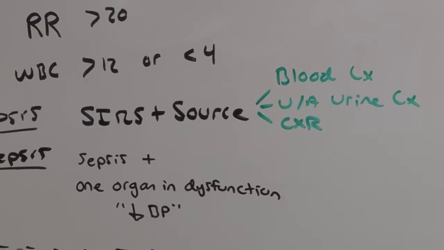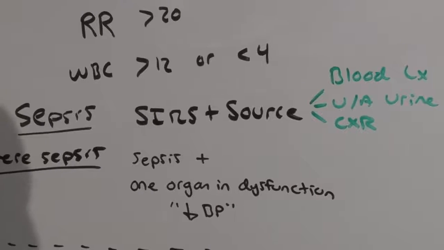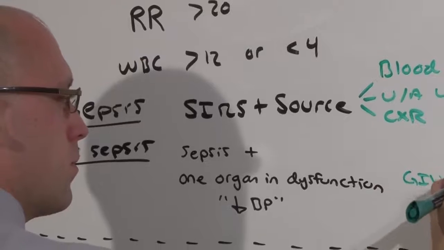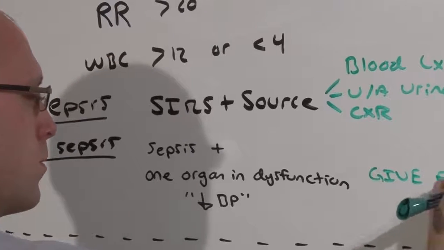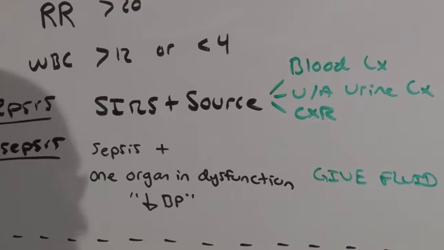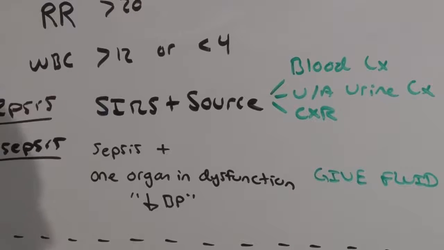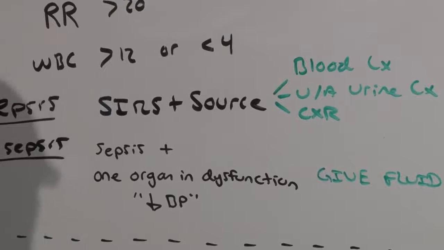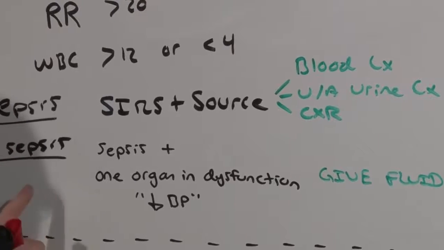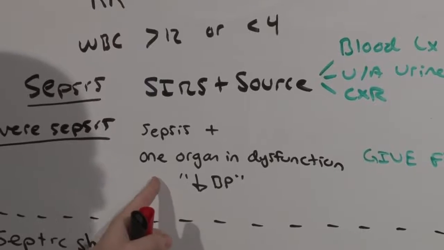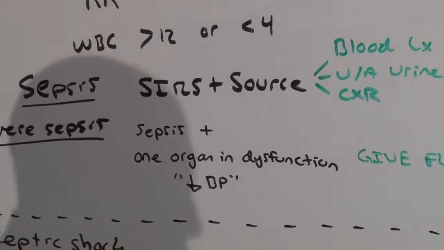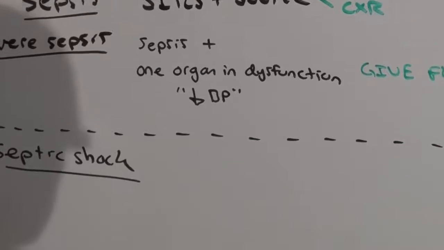But severe sepsis responds to fluid. This is someone who looks like they're in shock. You give them 2 liters, they bounce right back. Now they're only septic because no organ is in dysfunction. They become simply septic and go to the floor. Someone who has sepsis and one organ in dysfunction, which means low blood pressure, if you give fluid to, and they don't respond, that person is in septic shock.